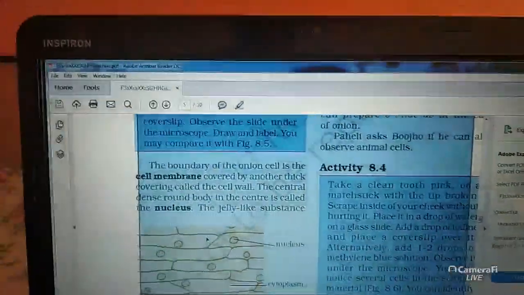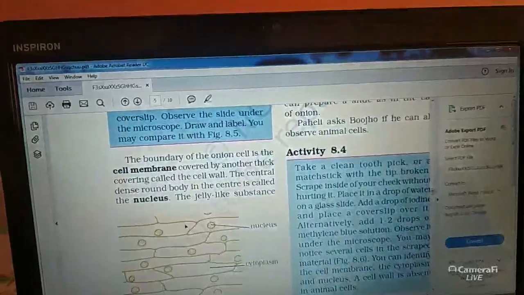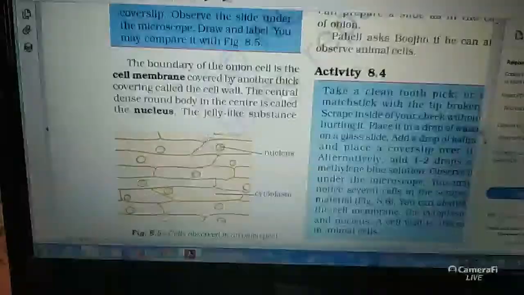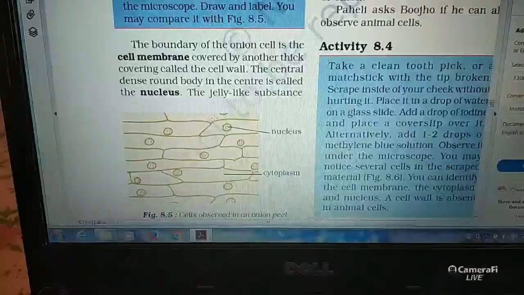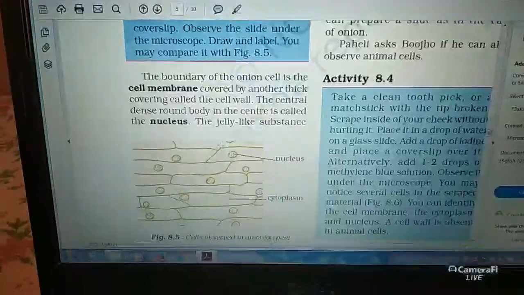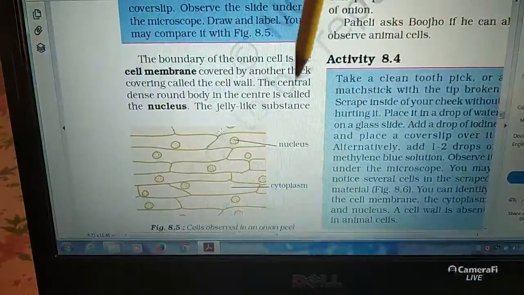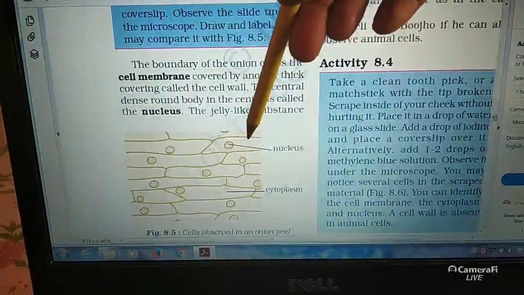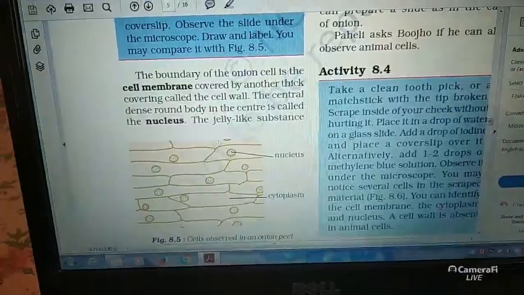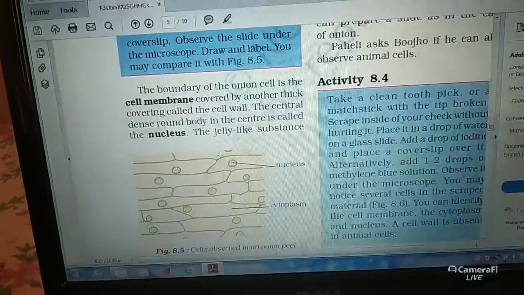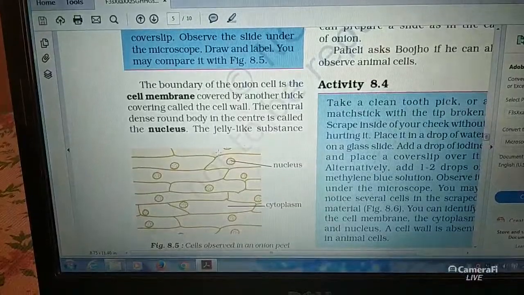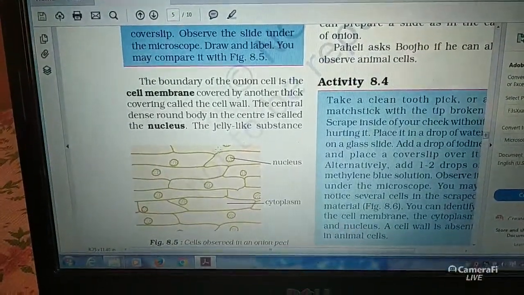Okay, so this is the onion peel cell. Here you can see this is the cytoplasm. You can see this is the nucleus. And the floor of the cell is called cytoplasm. Suppose in the classroom I am comparing, the floor is cytoplasm.